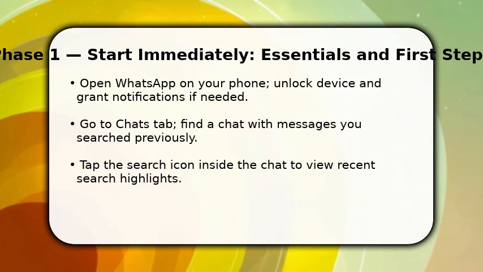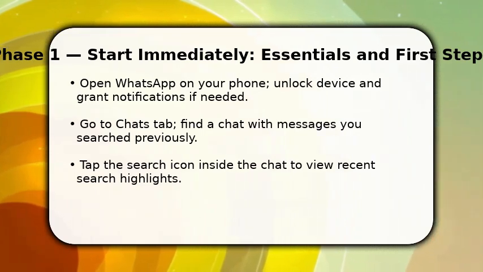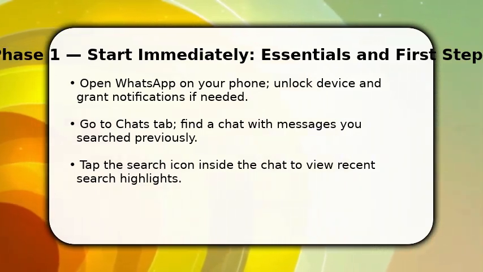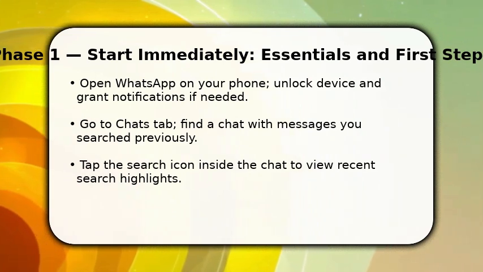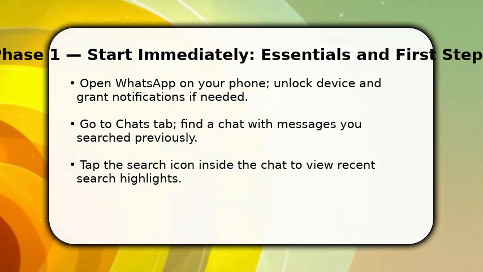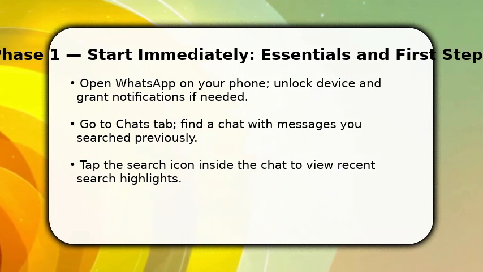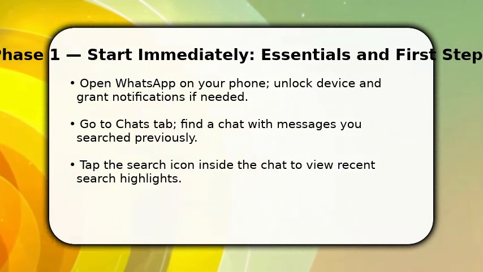You start inside WhatsApp, open the app and go straight to chats. Once there, pick a specific conversation where you ran searches before. Tap the chat and press the in-chat search icon at the top. This shows matches and recent query highlights.